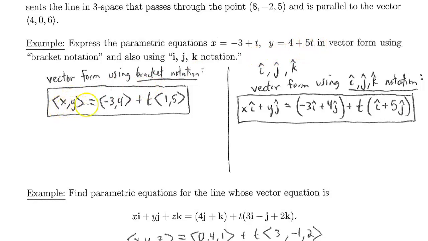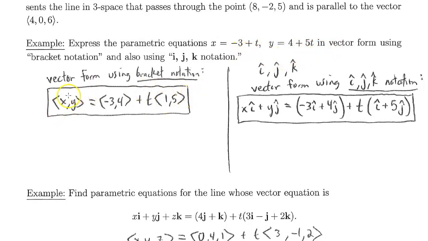We could write it in vector form using bracket notation as <x, y> equals <-3, 4> plus t times <1, 5>. Notice, by the way, if you combine this on the right-hand side, this would give you <-3, 4> plus <t, 5t>. And then if you add those vectors, you get <-3 plus t, 4 plus 5t>. And the x would be the negative 3 plus t, and the y would be the 4 plus 5t.